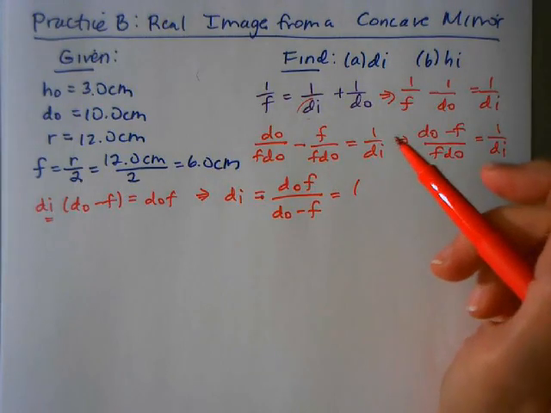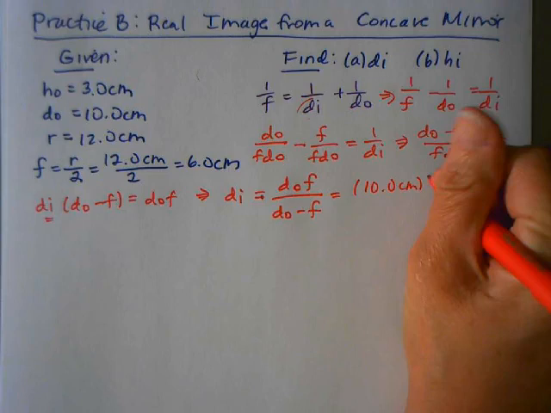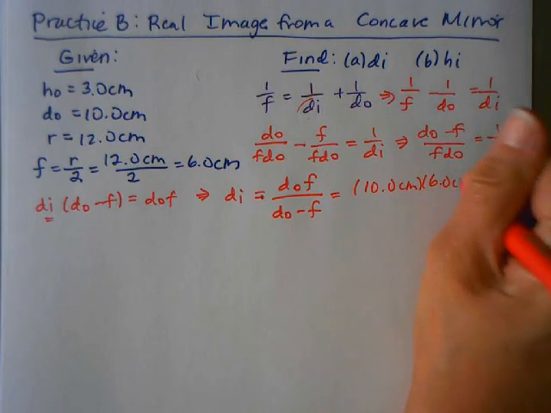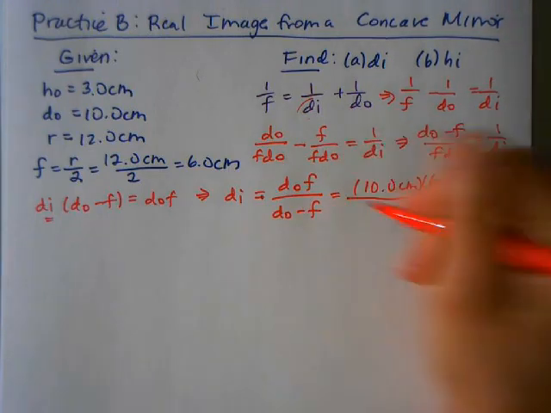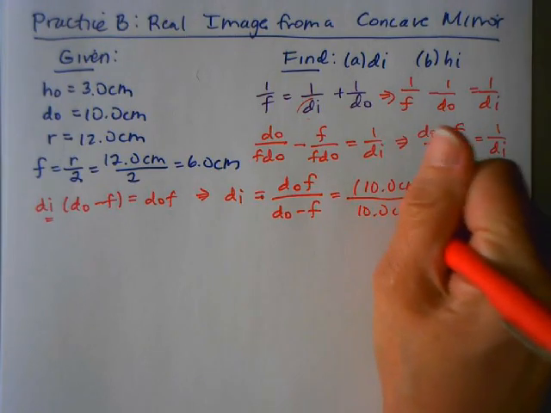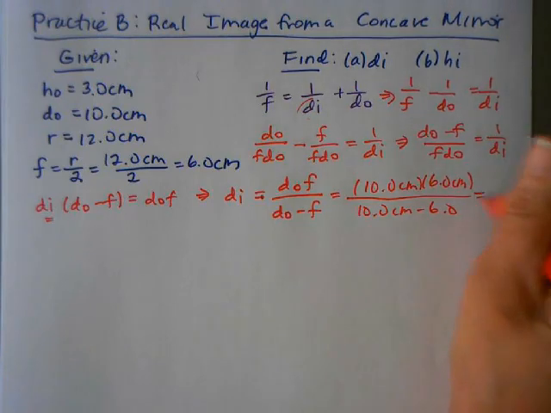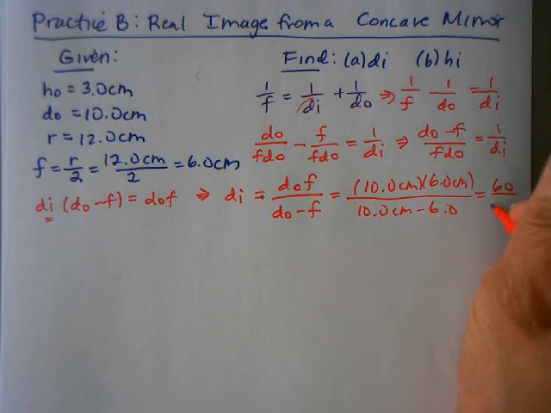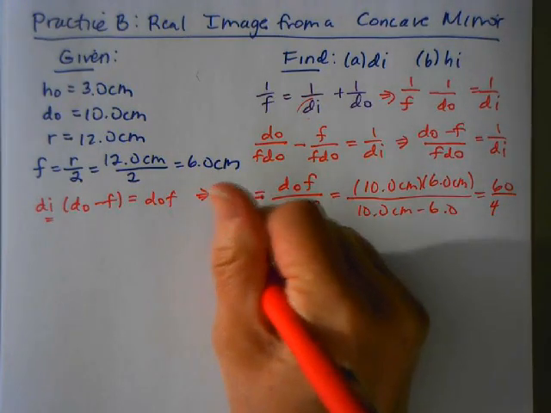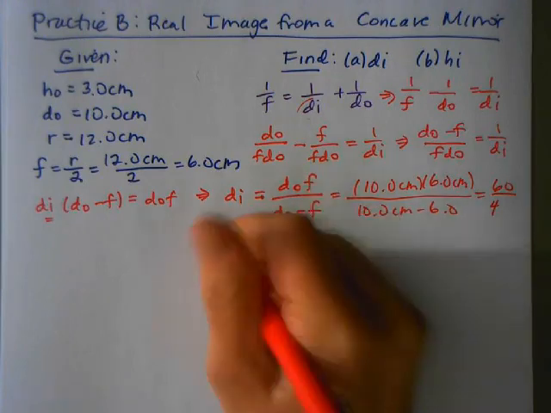So it's going to be 10 centimeters times 6 centimeters divided by DO, which is 10, minus 6. So 10 times 6 is 60, divided by 4, and I can do that in my head, that DI is equal to 15 centimeters.